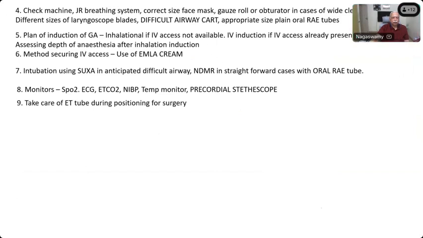Take care of the ET tube during positioning for surgery. Normally, even for cleft lip, they want a little bit of extension. By placing a towel roll under the shoulders, they want the head to be a little extended. And what is the nerve block that you can give for lip surgery?